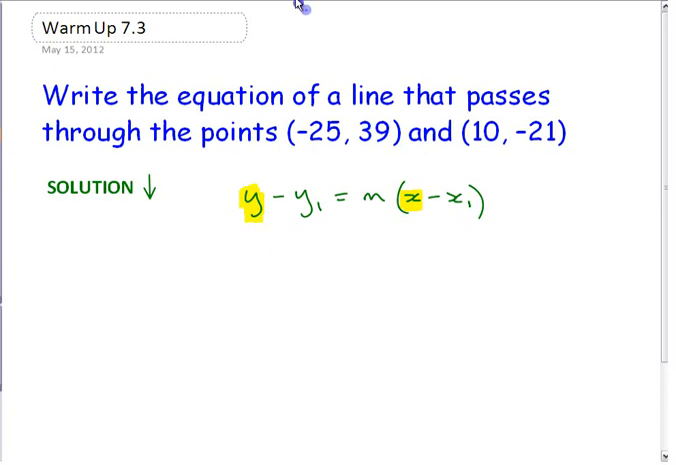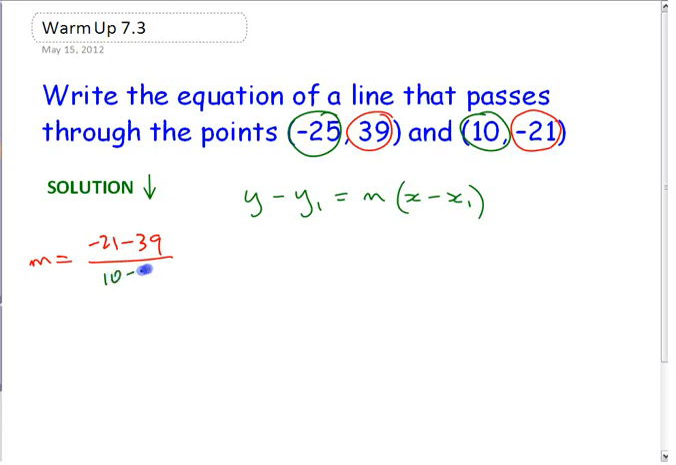When you're coming up with this equation, the easiest way to do it is to find what the slope is first. I'm going to do that over here. Okay, slope is, if you want to use the formula, you can subtract. On the top you can say negative 21 minus 39. That's the rise. And on the bottom you can do 10 minus negative 25.